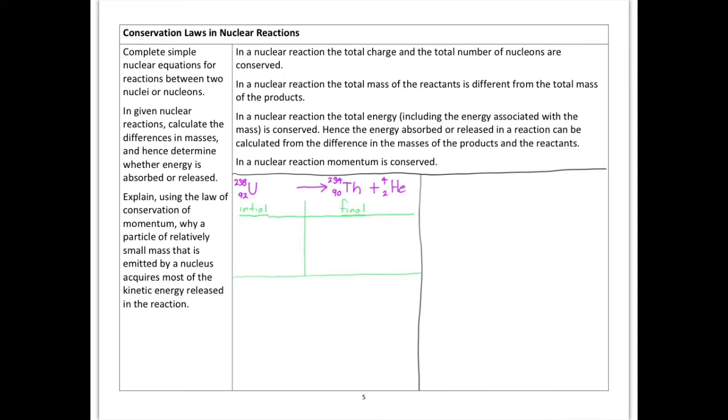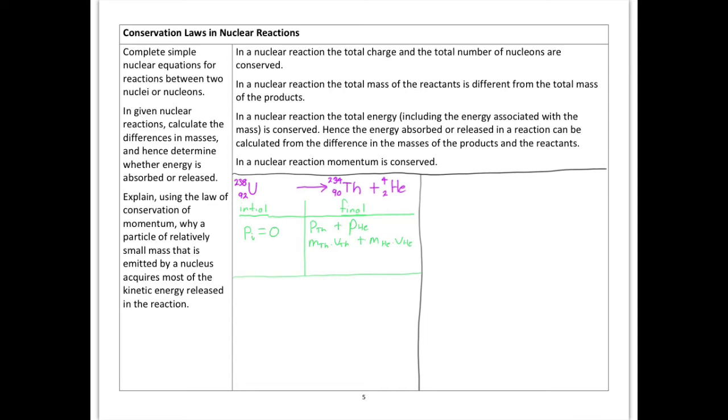So we'll assume that the uranium is initially stationary, so its total initial momentum is 0. Afterwards the total momentum equals the momentum of the thorium plus the momentum of the helium, which is equal to the mass of the thorium times the velocity of the thorium plus the mass of the helium times the velocity of the helium.